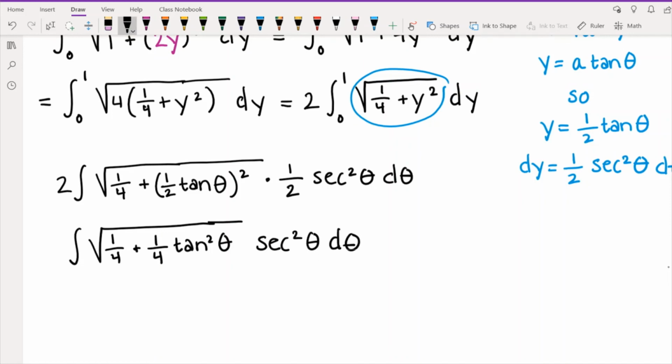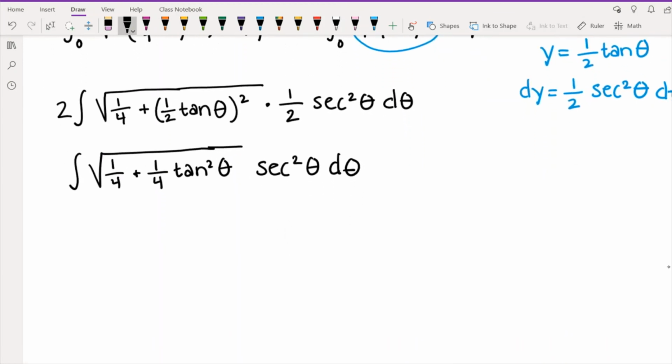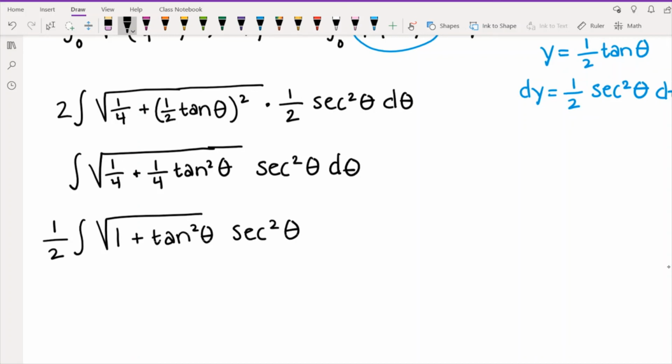Okay, so now we can pull out a 1/4 from both of the terms in the square root, and that will come out of the square root as a 1/2. So we'll be left with 1/2 times the integral of the square root of 1 plus tangent squared of theta times secant squared of theta. And so now we can use the identity that says that the square root of 1 plus tangent squared of theta is equal to secant of theta.